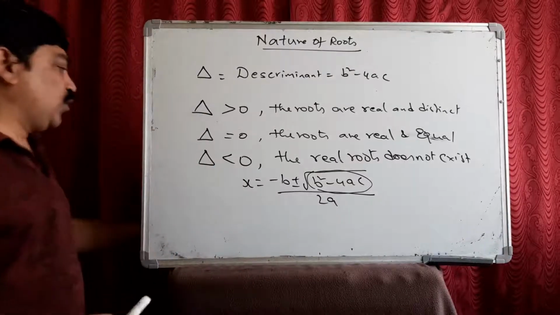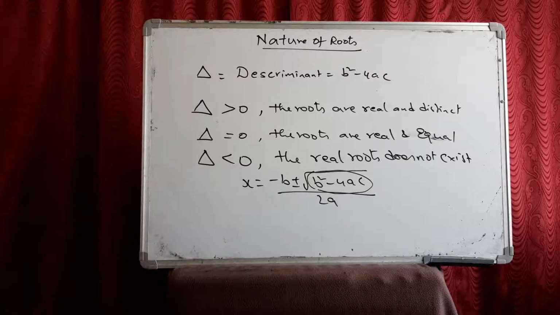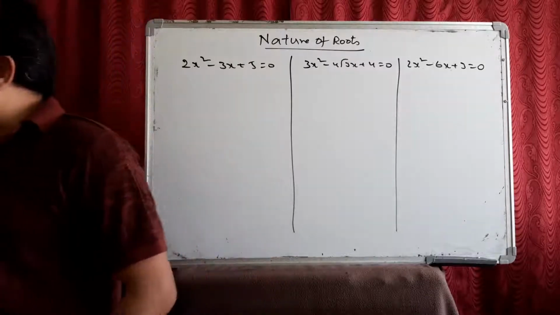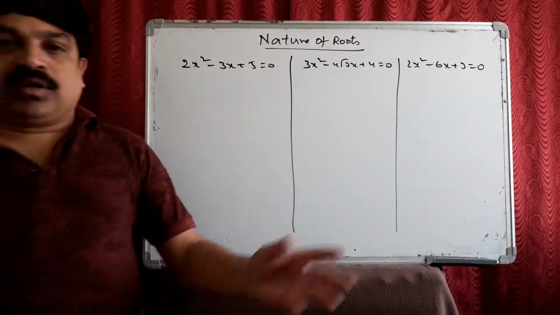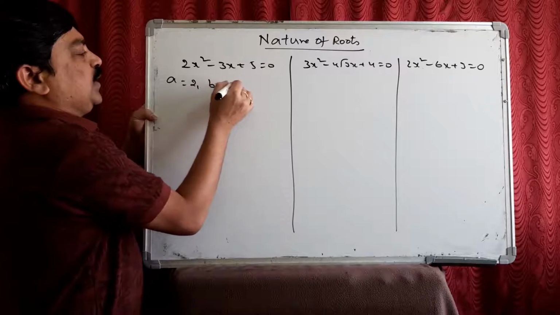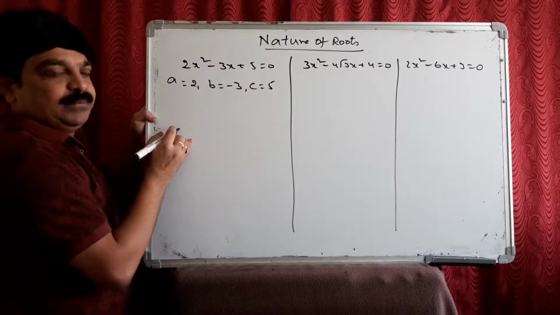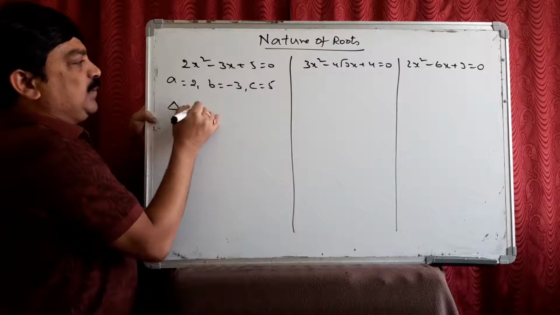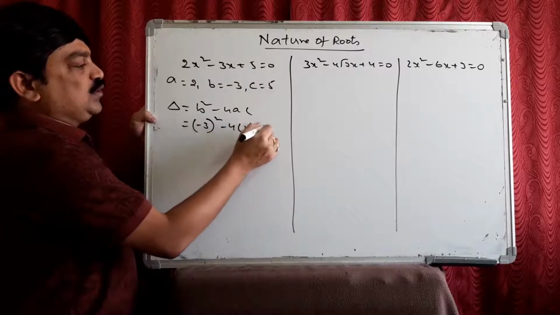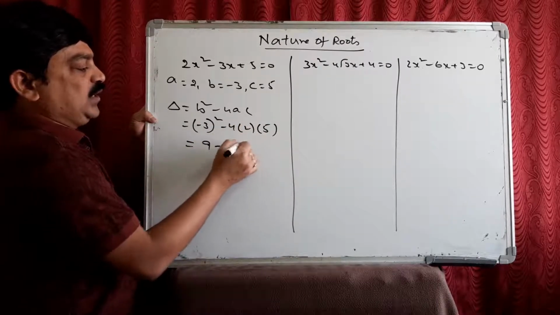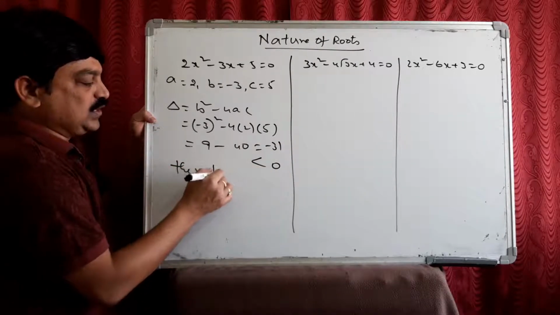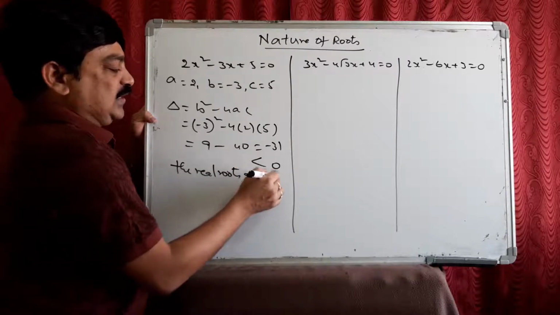Okay. Now we'll go with some problems of exercise 4.4. These are the three problems given first. Find the nature of the roots. If real roots exist, you have to solve them by using any method. First of all, you have to write a, b, c. a is 2, b is minus 3 and c is 5. So what is delta? b square minus 4ac, minus 3 whole square minus 4 into 2 into 5. 9 minus 40 is minus 31, which is less than 0. Therefore, what we conclude? The real roots do not exist.